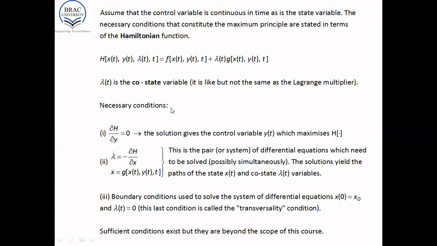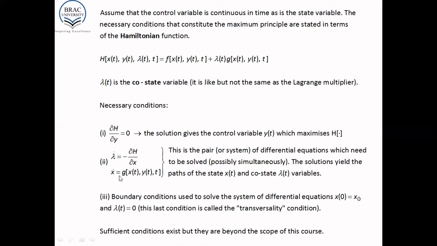Now, what are the necessary conditions? If you want to see a derivation of the necessary conditions, please consult the textbook. So the first condition is del H by del y is equal to 0. And the solution to this equation gives the control variable y of t, which maximizes the Hamiltonian. Then you have two important differential equations. You have lambda dot, which is equal to minus del H by del x, and x dot, which is equal to g of x t, y t, and t.